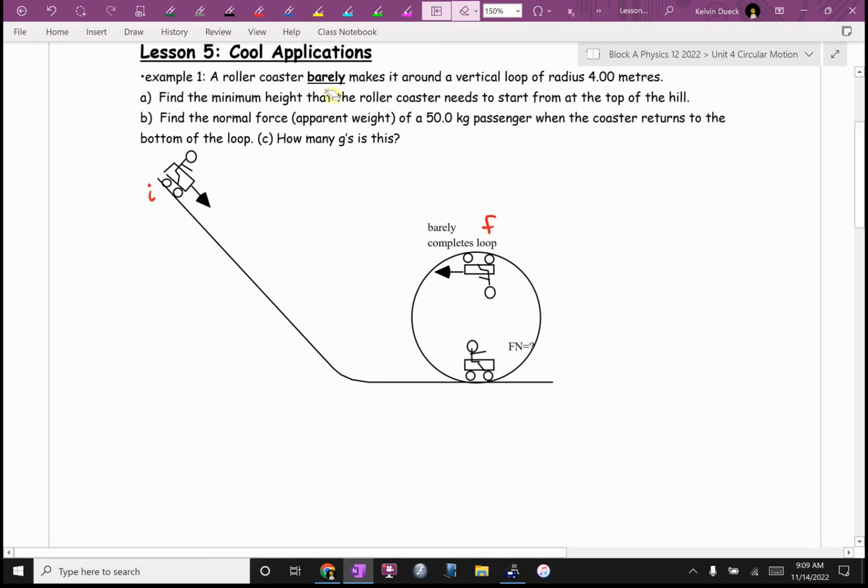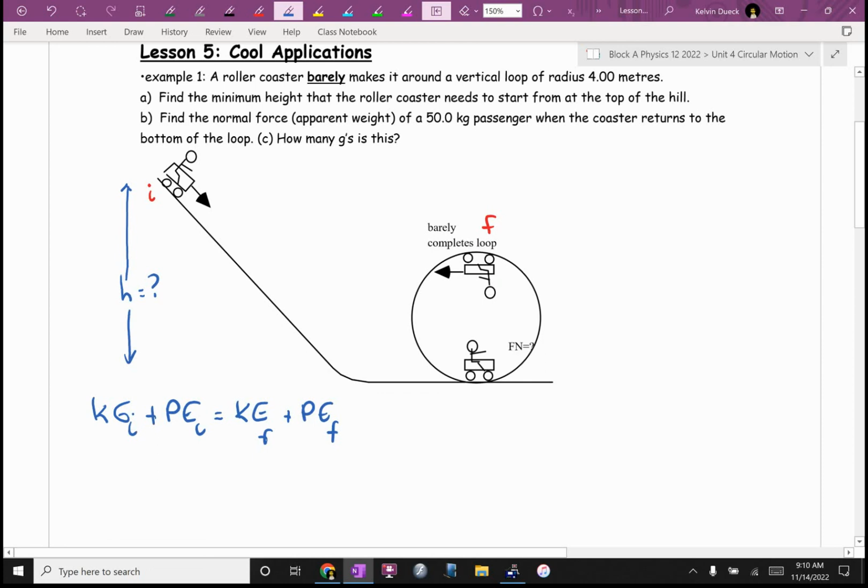Because this is saying the roller coaster barely makes it over. Okay? So, here we go. And I guess what they want us to find is that. So let's write out our conservation of energy. It's going to be KE initial plus PE initial equals KE final plus PE final.